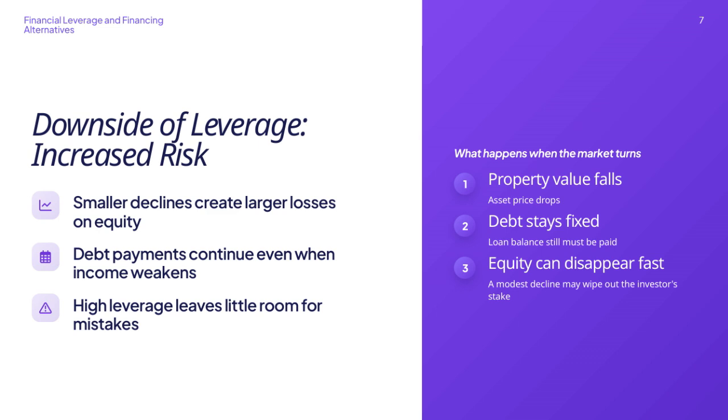If the market turns and the asset price falls, the loan balance doesn't change, so you could quickly lose your equity. High leverage leaves very little room for mistakes because a modest decline in asset values can wipe out your entire investment stake. It's crucial to understand how leverage amplifies both gains and losses, especially when market conditions become unfavorable.